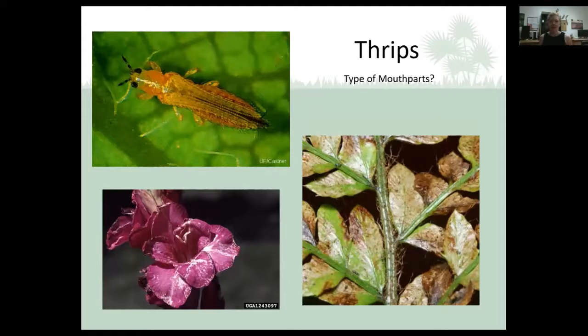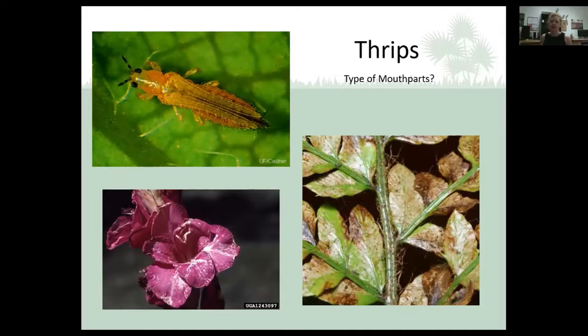So feeding by thrips may reduce seed production. It could disfigure flowers and fruits and damage plant leaves. Plant leaves may turn pale, splotchy, and silvery, and then they die. So injured plants are twisted, discolored, and scarred. I think a really common thing that I usually see is this bottom left picture, the silvering.